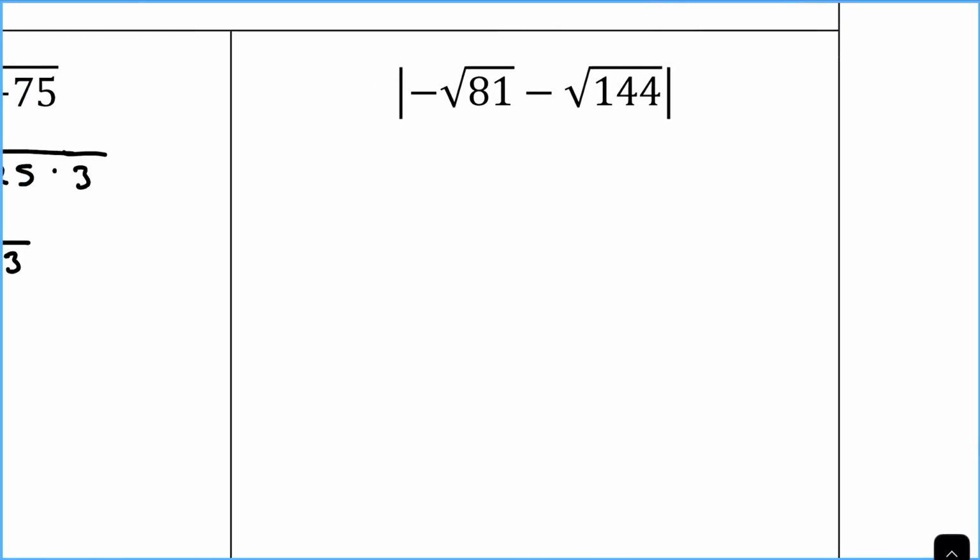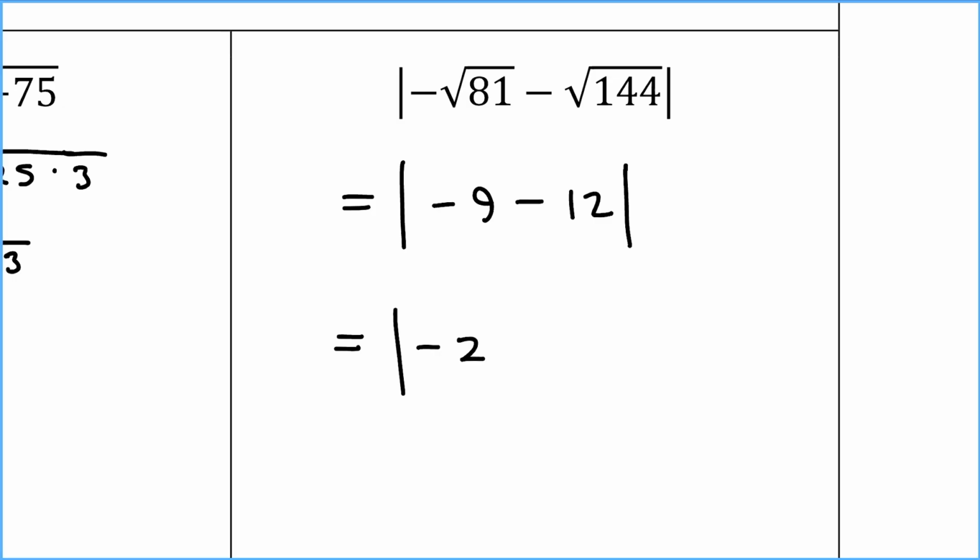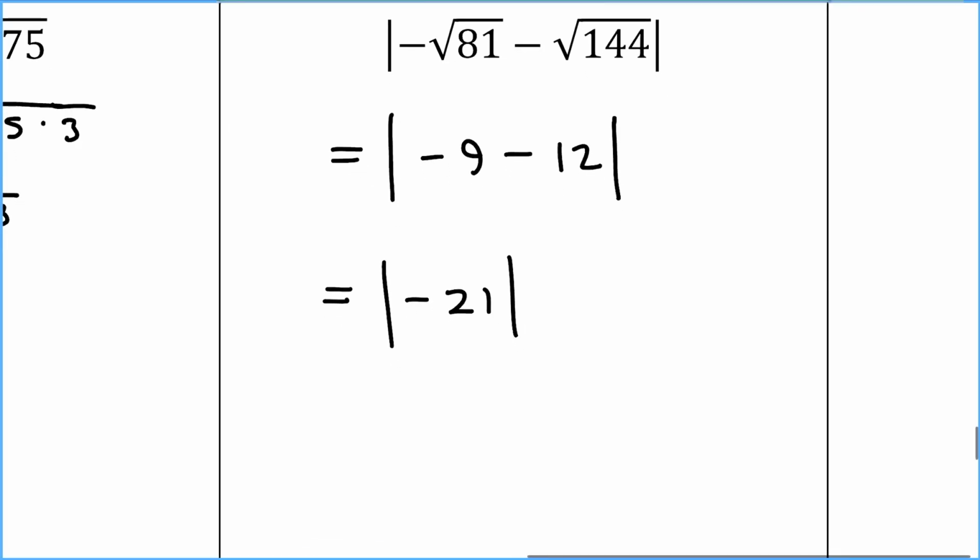What do we got going on here? I'm just combining everything, the square roots and the absolute value. So the square root of 81 is 9. The square root of 144 is 12. Negative 9 minus 12, right? That's you spend $9, you spend 12 more, and then you have spent 21. The absolute value of negative 21 is positive 21. That is the answer there.